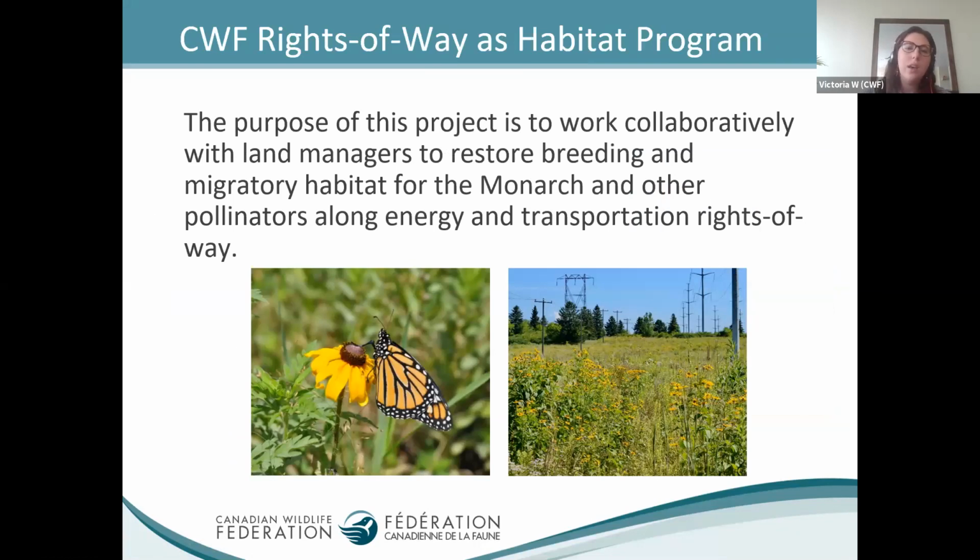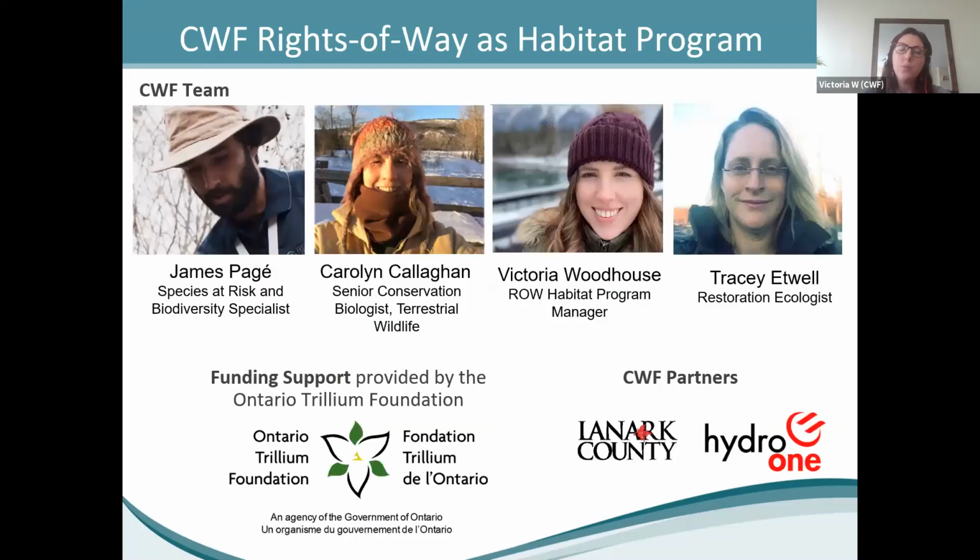So that includes hydro corridors, pipelines, solar fields, as well as roadways of municipalities. And we are working to restore breeding and migratory habitat for monarchs, but other benefiting pollinator species as well. And so rights of way provide a really unique opportunity to conduct this restoration because there's mutually beneficial components.